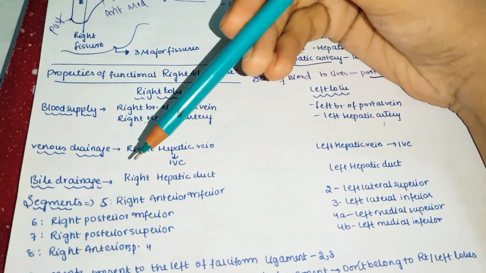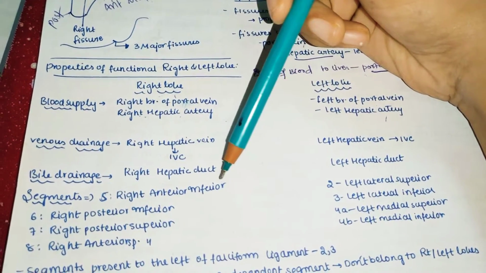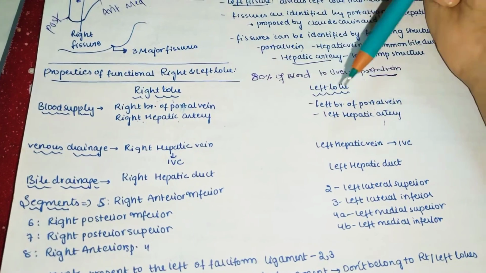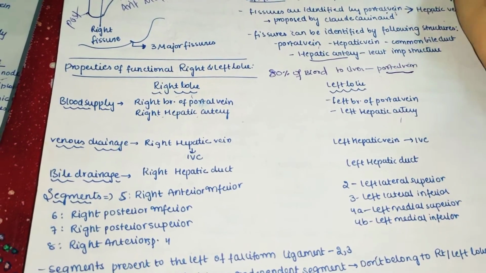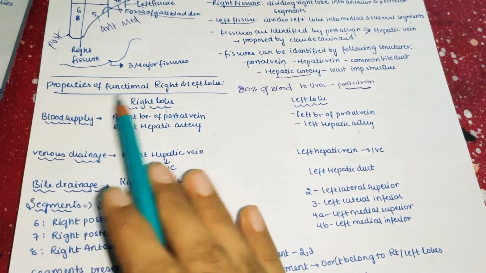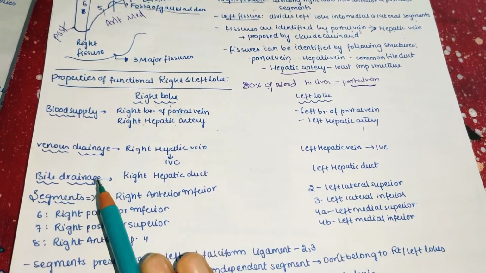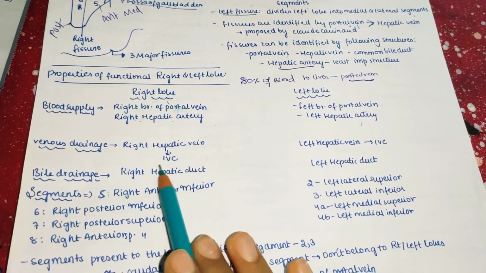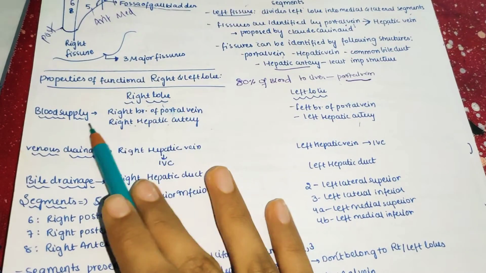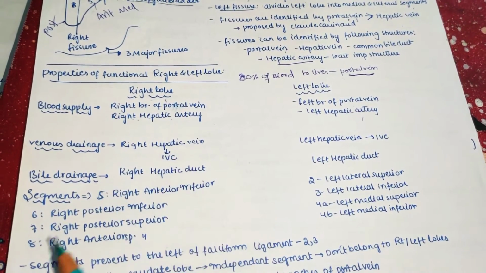Coming to the bile drainage, this is also by means of hepatic duct. In the case of the right, right hepatic duct, and the left, left hepatic duct. So what you need to see: blood supply is by portal vein and hepatic artery, venous drainage by hepatic vein, bile drainage by hepatic duct. So everywhere you have hepatic, except for the vein, where you only have portal, so everything is hepatic.